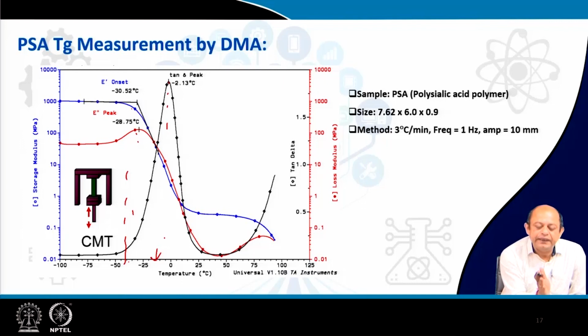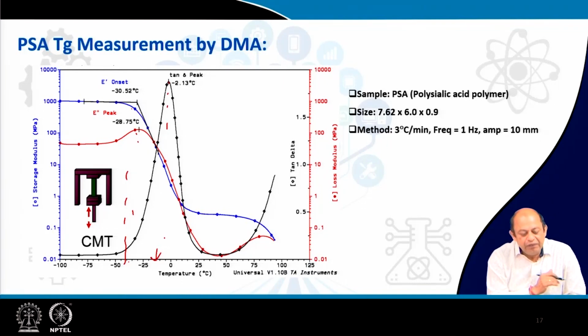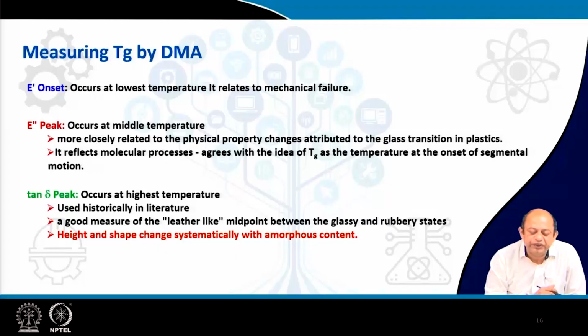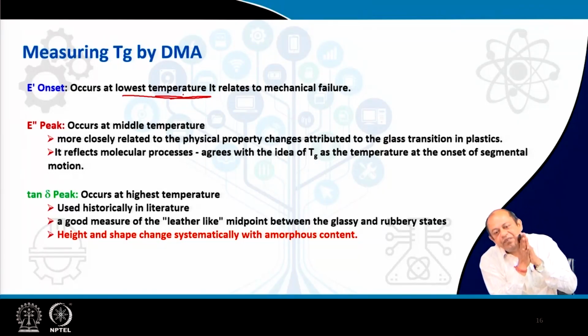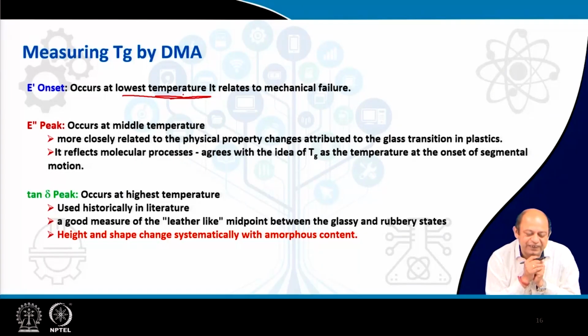More conventional is taking the tan delta peak as the Tg. But again it depends on the perspective from which you are trying to analyze. See, in many cases for a particular product, this lowest temperature offshoot in the modulus can be considered as a failure of that product. So, that will be more appropriate from that point of view. But in the loss state, when the loss is maximum, the physical property changes are attributed to the glass transition of the plastics. So, in many cases it is considered for that. And it reflects the molecular process in a more precise way.